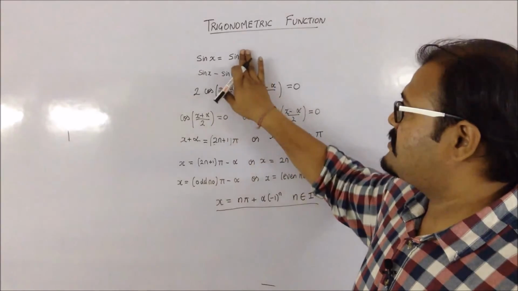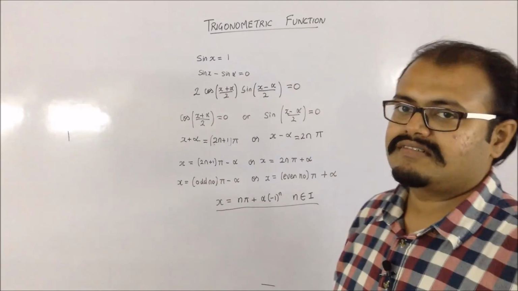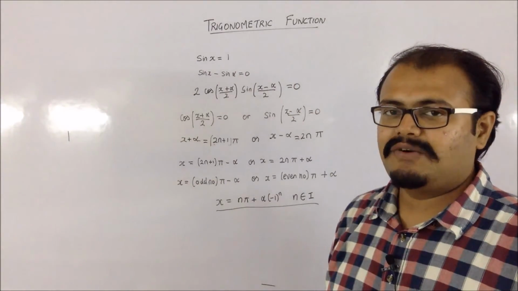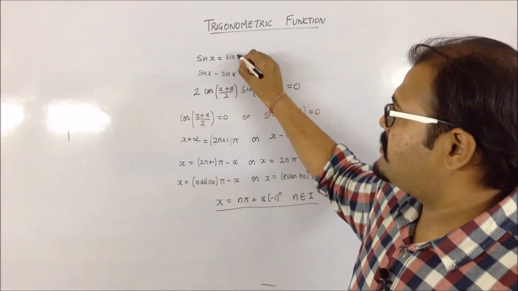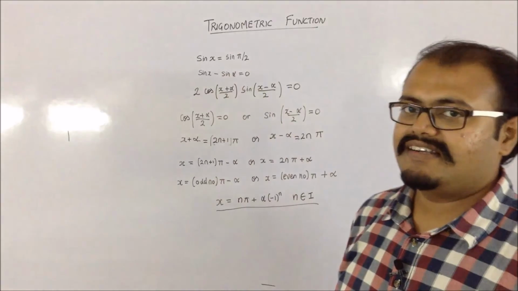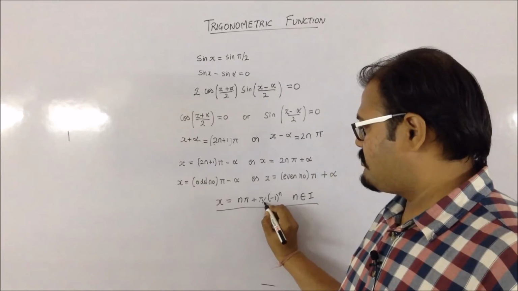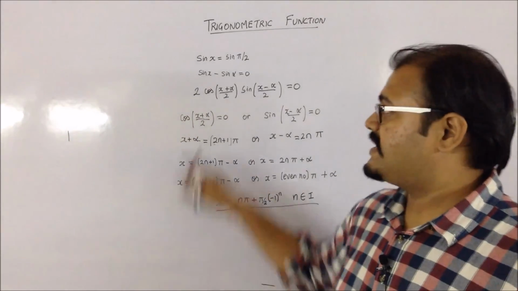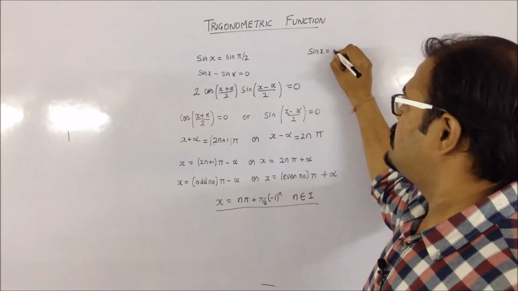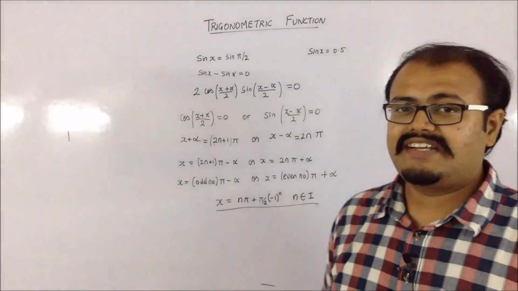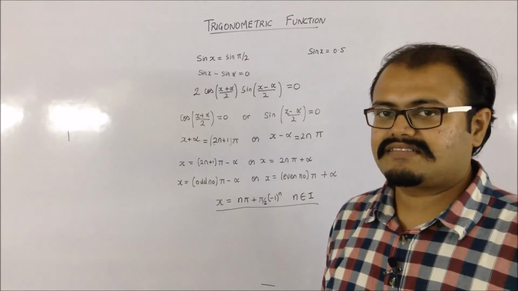So let us take an example. If I want to find sine x equals 1, I know the value occurs at sine of pi by 2. So basically my alpha is now pi by 2, and I will just change that particular value to pi by 2. You can apply any values, like you can try it for sine x equals 0.5. The 0.5 value is for pi by 6, so your alpha will change to pi by 6.